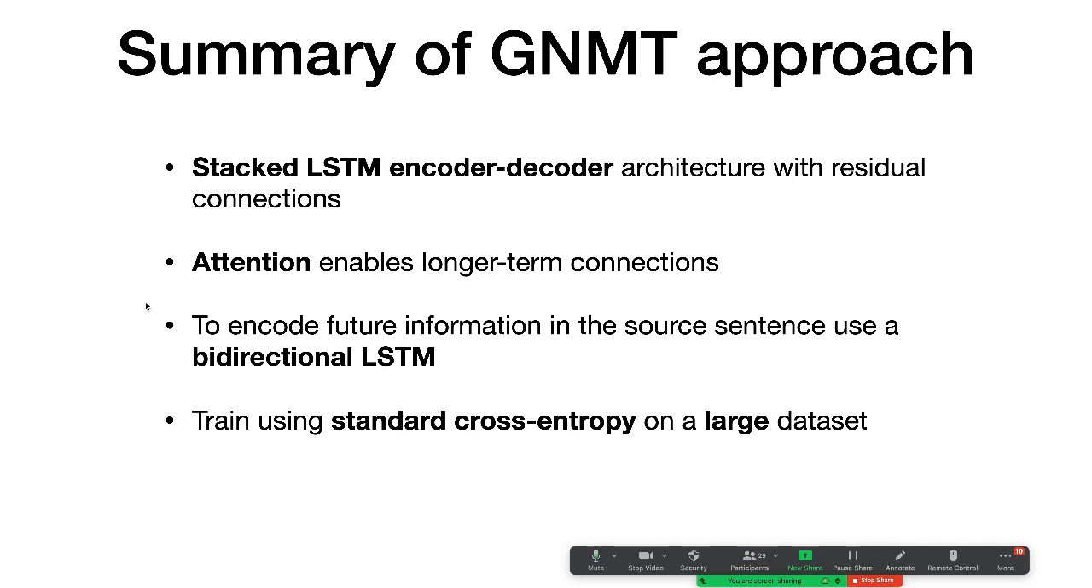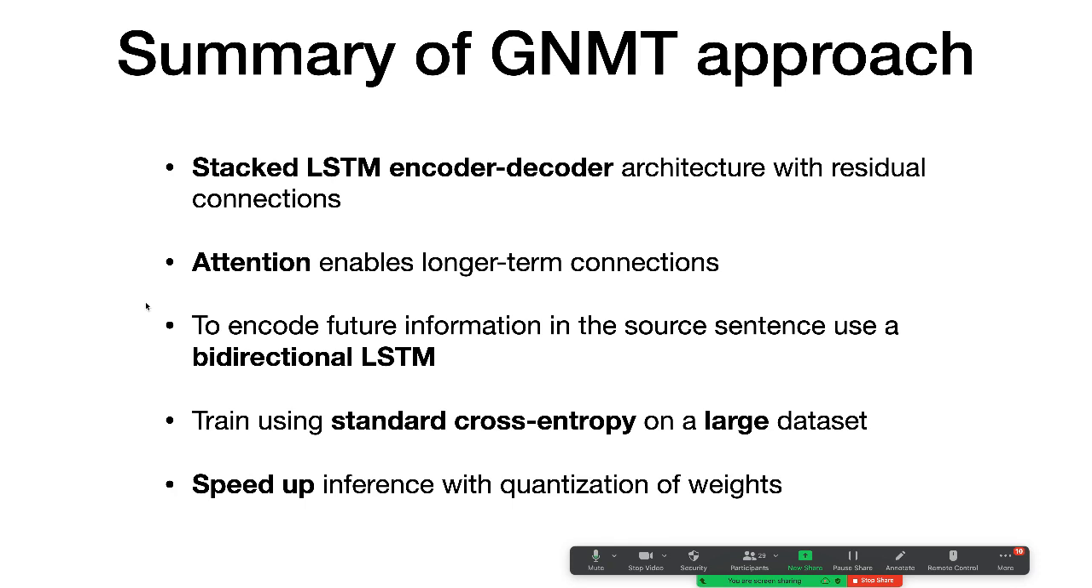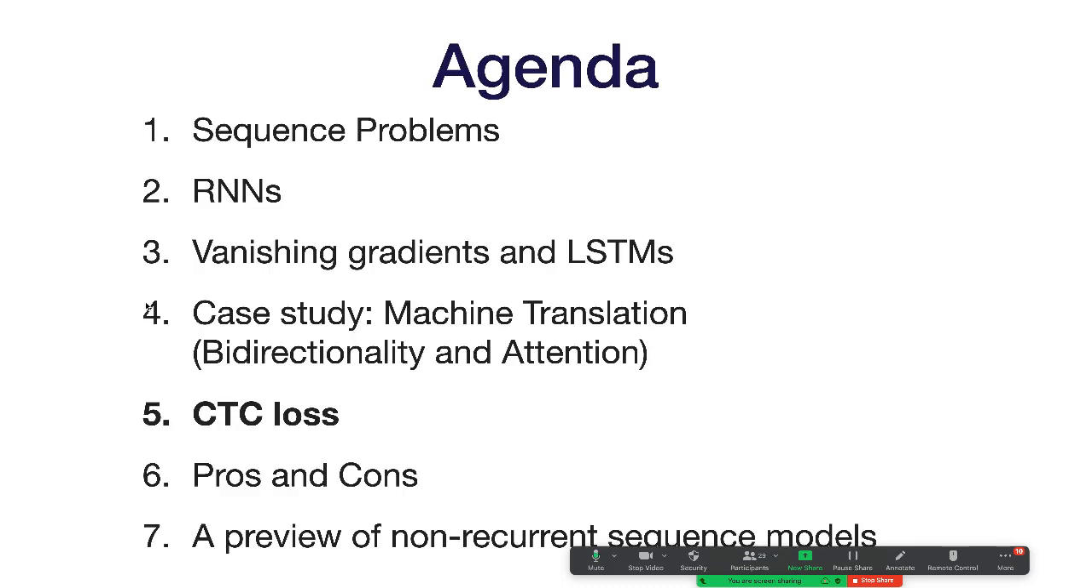And it's trained using a standard cross-entropy loss on a large data set. And there are some tricks that they use to speed up inference and training. But that's the recipe for training a state-of-the-art neural machine translation system as of 2016 or 2017. So the next thing that we're going to talk about is what's called the CTC loss.